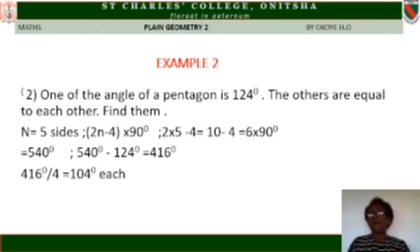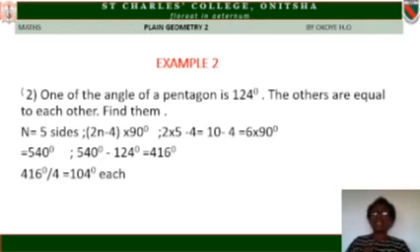We apply our formula. Let us use the second one: (2n-4) times 90 degrees. What is our n? Our n is 5 sides. So 2 times 5 is what? 10. 10 minus 4 is 6. 6 times 90 is 540 degrees. That 540 degrees is the sum of all the angles in a pentagon.